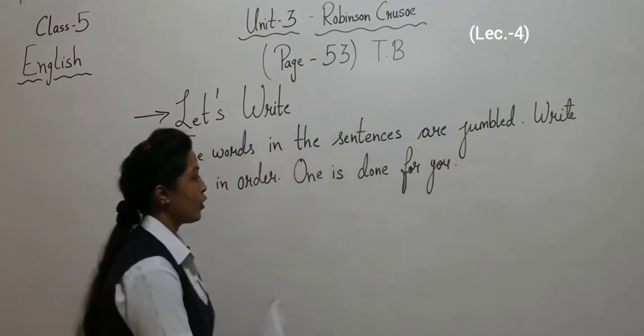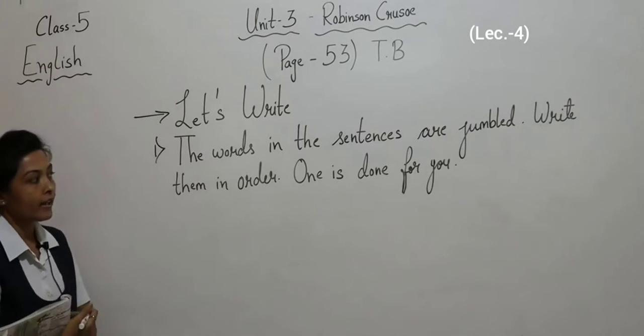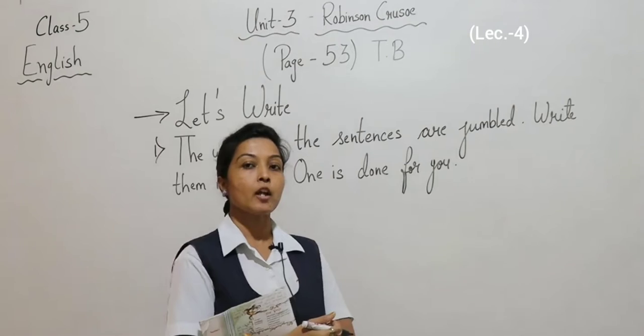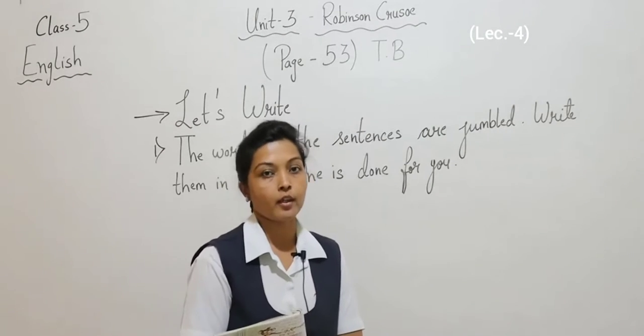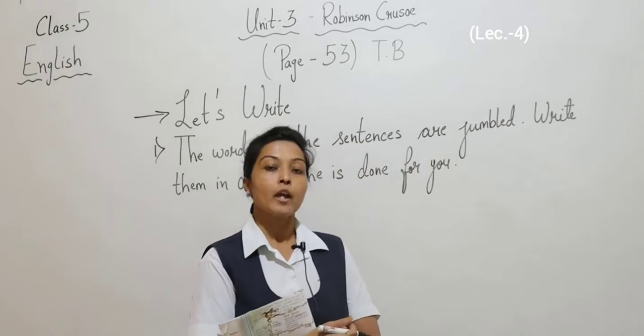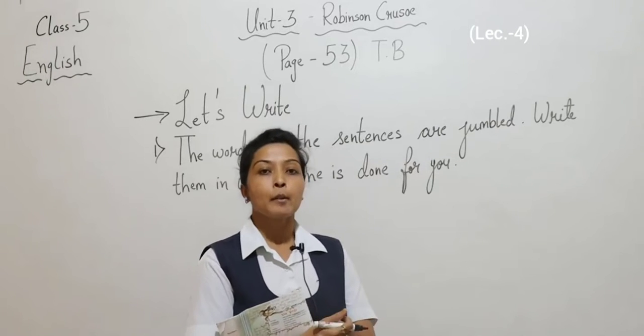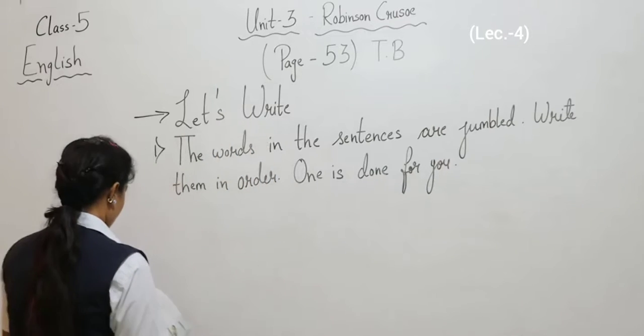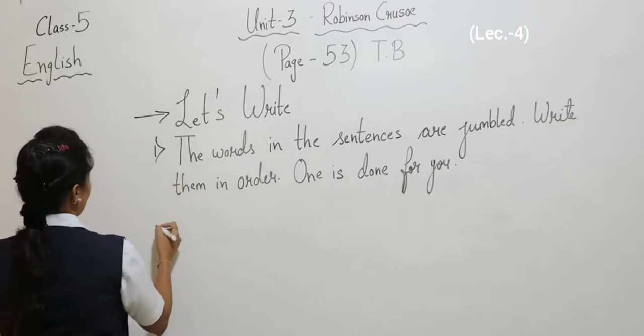So the words in the sentences are jumbled. Jumbled means the words which are not in a proper order, and what we have to do is arrange them in a proper order and make a meaningful sentence. One example is given.